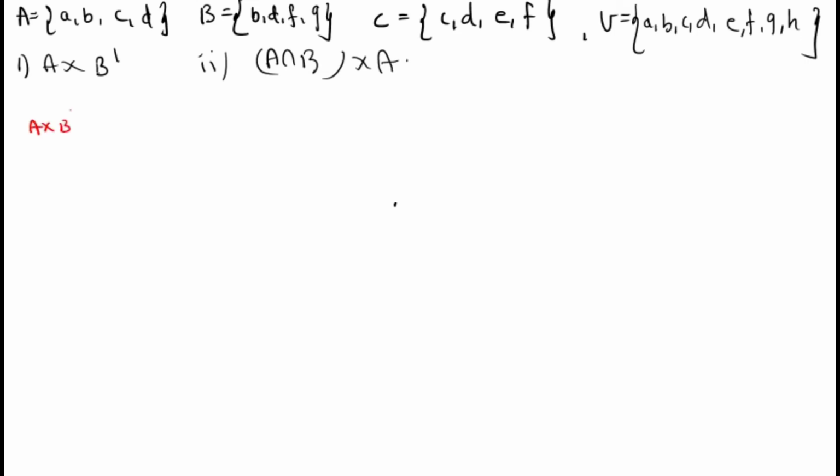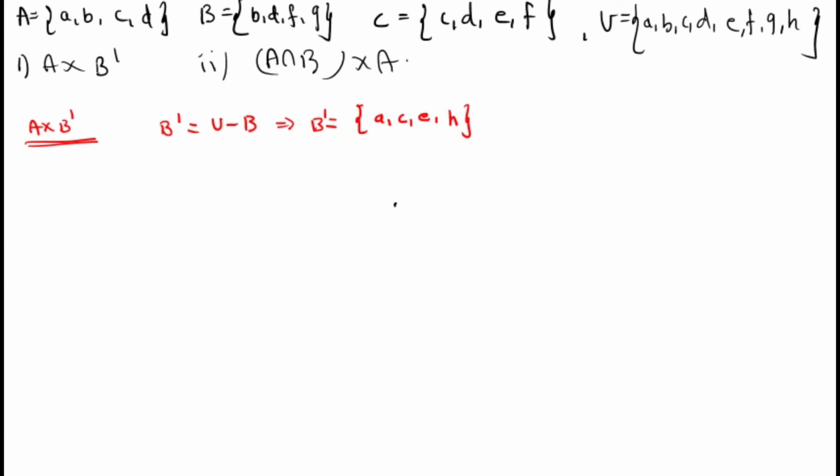To calculate the cross product, first you need to calculate B dash. What is B dash? We know B dash is equal to U minus B, right? Elements of U which are not elements of B. That implies B dash is equal to, write the possible elements of U which are not in B. B, D, F, G is there. So A, C, E, then F is there, G is there, and H. This is the value of B dash.